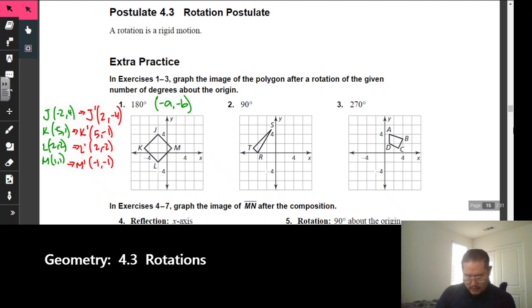So let's go ahead and plot these points. At 2, negative 4, we have J prime. At 5, negative 1, there's K prime. We have 2, negative 2 is L prime. And then at negative 1, let's go back right here.